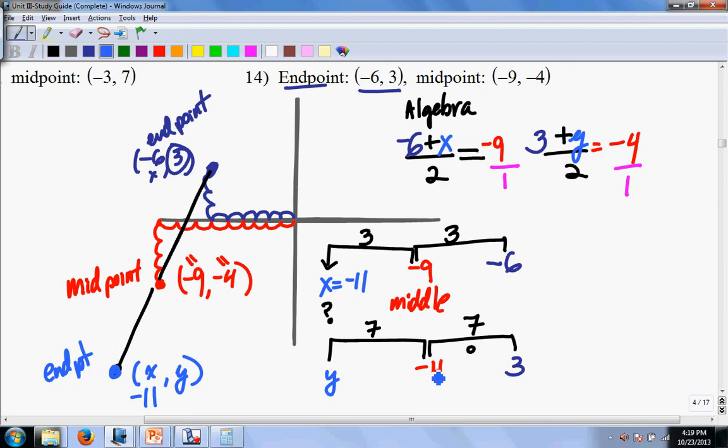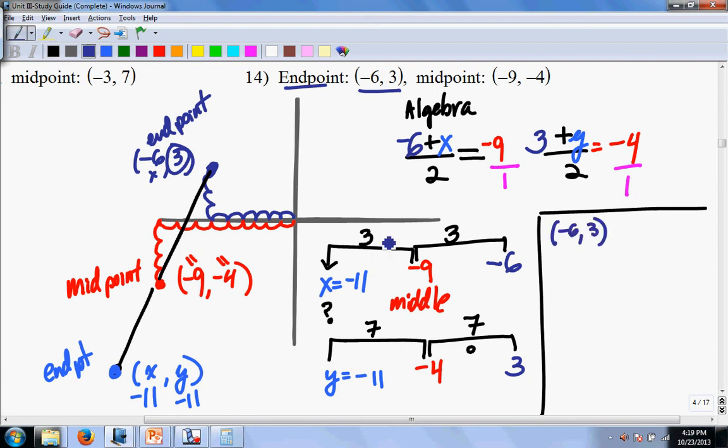So -4, marching left 7 units, I'm going to end up with -11 as well. So my mystery coordinates are -11, -11. Now, let me show you how to do a check. So we're saying my endpoint is -6 and 3, and my other endpoint is -11, -11. Those are my endpoints.